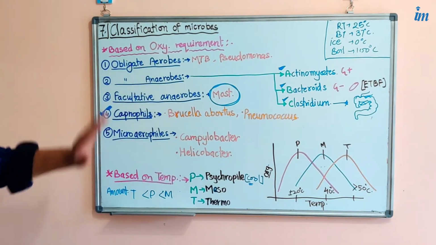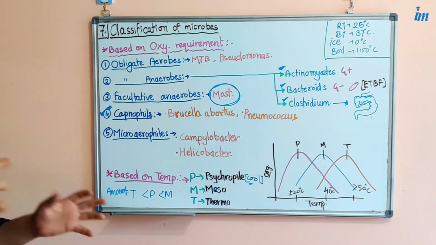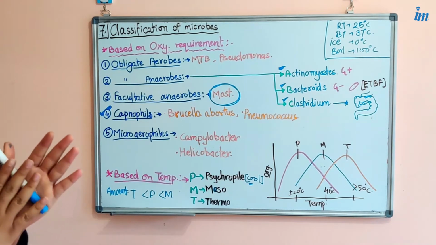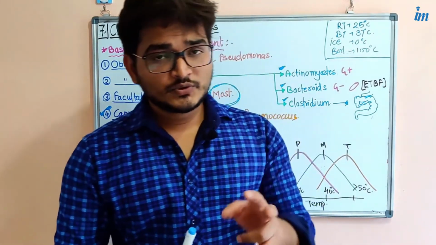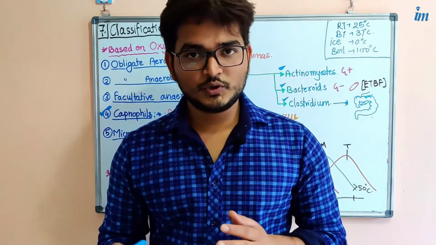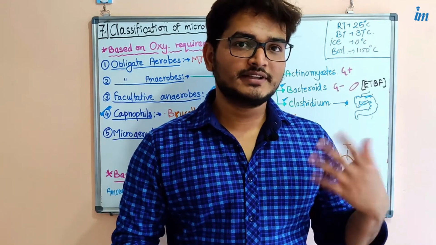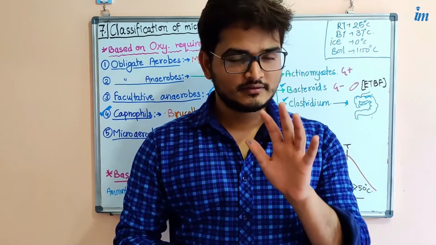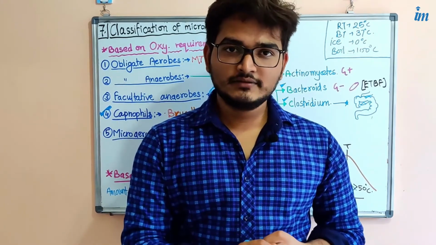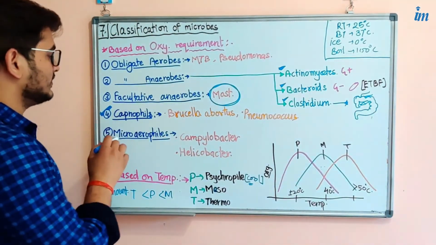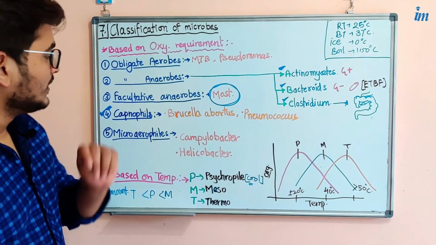So here, once more in the last section, I would like to make it clear and also effective for you to learn. The classification of microorganisms is based on two factors: first, according to oxygen availability, and second, according to temperature. According to oxygen availability, there are 5 categories. The first one, obligate aerobes, second, obligate anaerobes, third, capnophils, fourth, facultative anaerobes, and the fifth one, microaerophils.